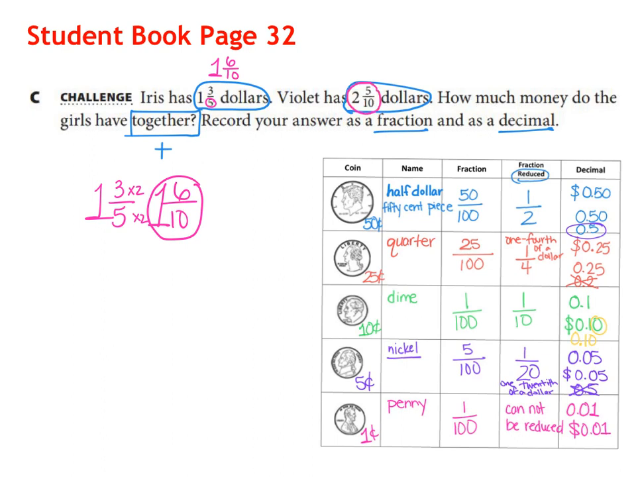Now I want you, remember when we have tenths that we can use dimes, okay, to figure out how much money they have together. Don't forget to add their whole dollars that they have.